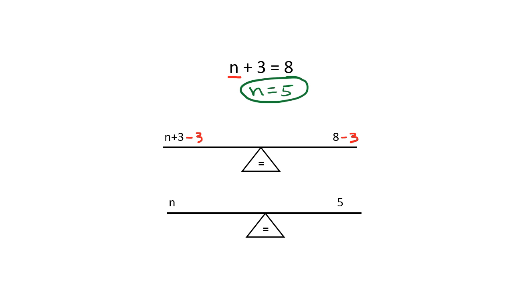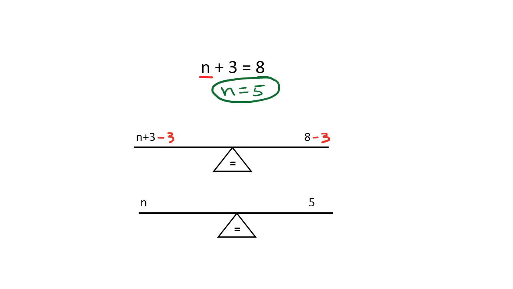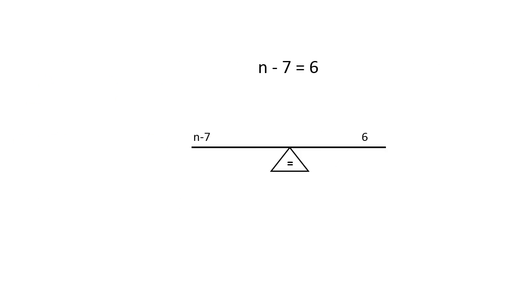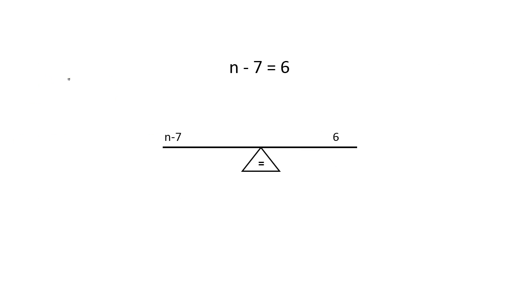All right, let's look at another one. Here's another problem. This one has subtraction. N minus 7 equals 6. So again on my teeter-totter here, I've got n minus 7 on the left and a 6 on the right. Now the opposite of subtracting 7 would be adding 7. So if I do it to the left, I must also do it on the right.